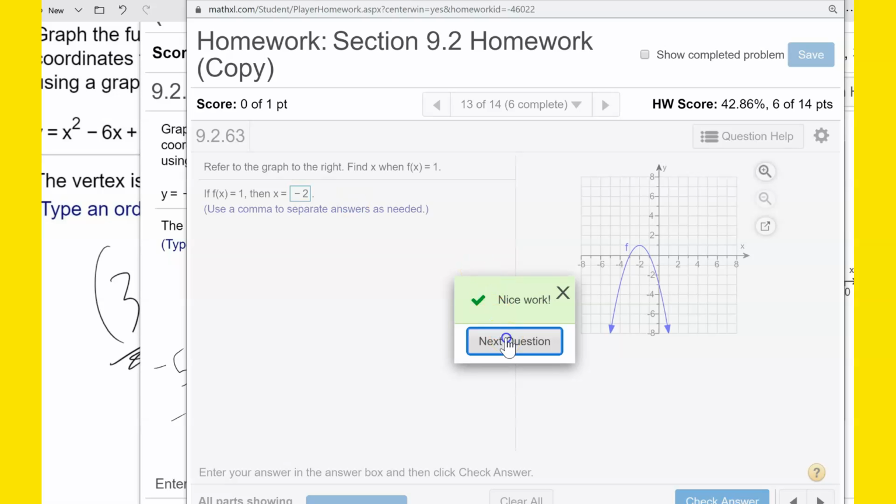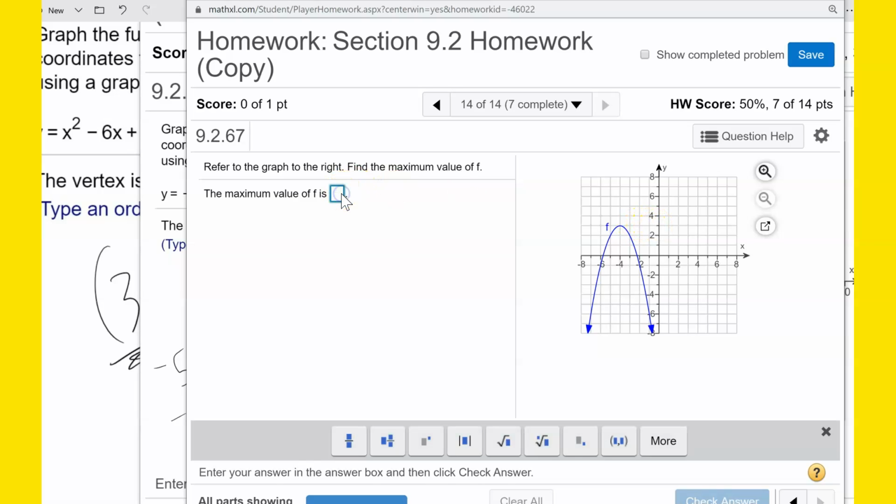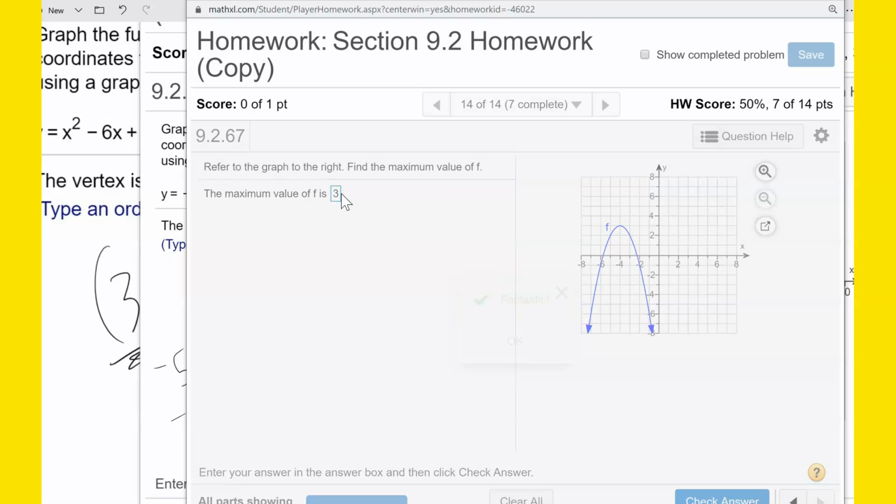So on the previous problem, it gave me the x-coordinate and I had to find the y-coordinate. On that problem, it gave me the y-coordinate and I had to find the x-coordinate. This time it just says find the maximum value of f. The maximum value is the highest point of this curve. Like what's the highest this curve gets? It's right here. Look at the y-axis for the height. What's that height right there? It is 3. So my answer for the maximum value of f is 3.